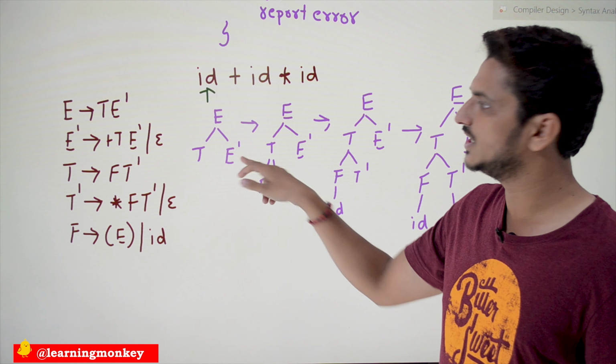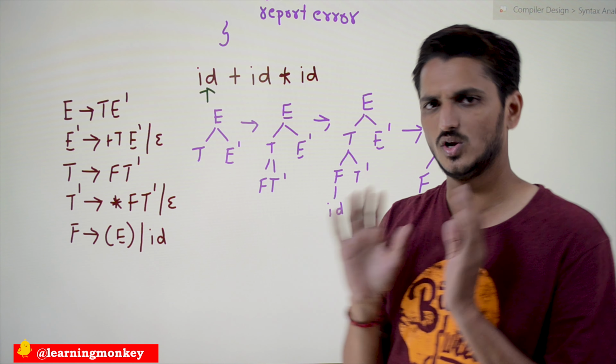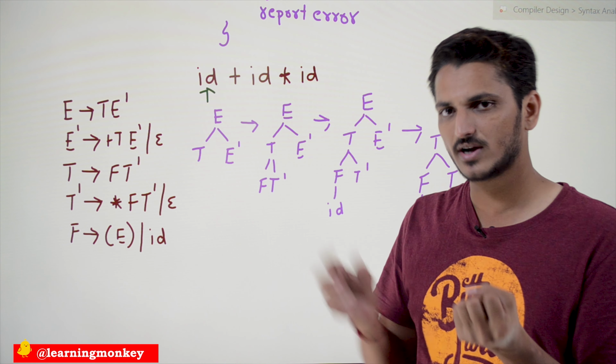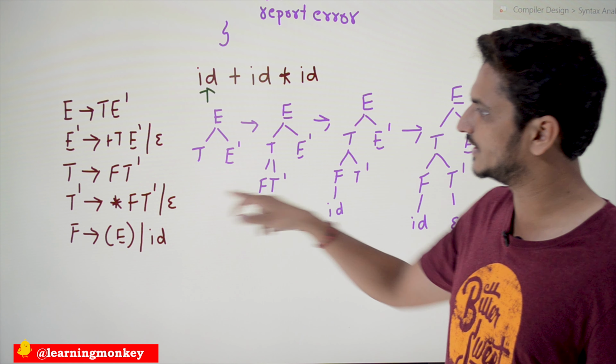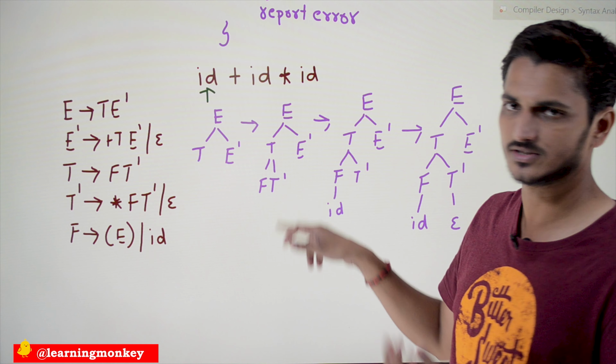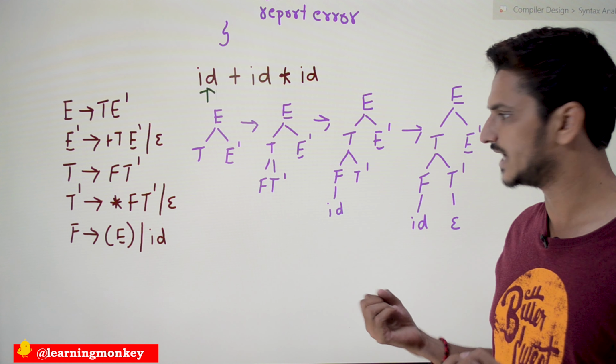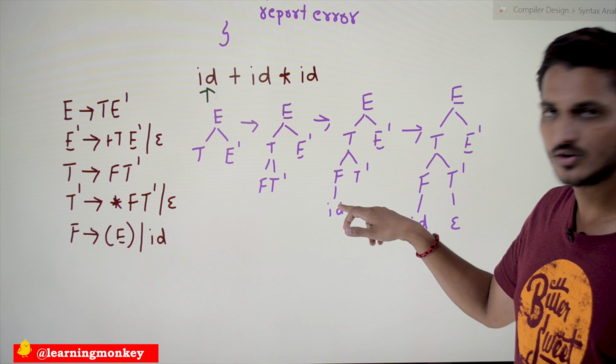E tends to T E dash. Yes, in E we have only one production. We are calling the T function and the E dash function. Now the T function is going to elaborate. For T we have F T dash. We are elaborating the F function and the T dash function. Now F is going to elaborate.